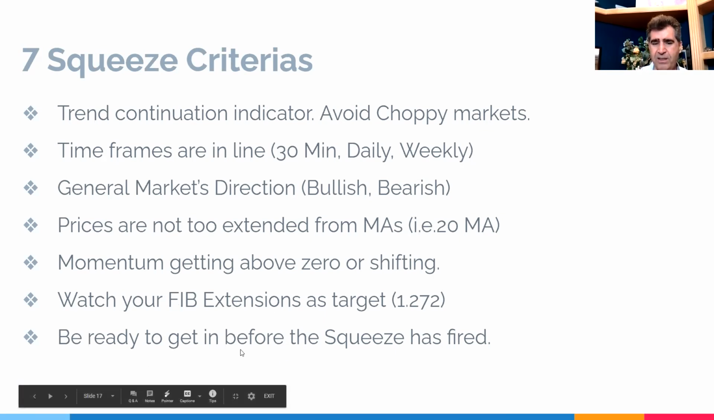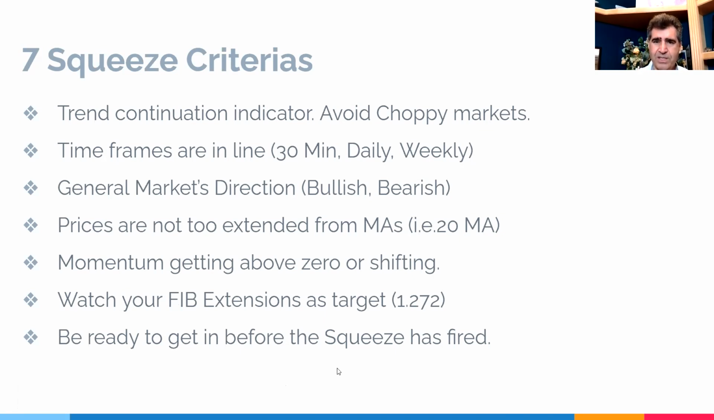And last but not least, be ready before the squeeze has fired. When the bars are changing colors and getting narrower and narrower and smaller, that gives you a heads up that it's ready to fire. John Carter himself doesn't wait for the actual squeeze to fire. He gets in ahead, and you can maybe even do position sizing. You can add some more as the confirmation comes in, but you can start gradually adding if you like.